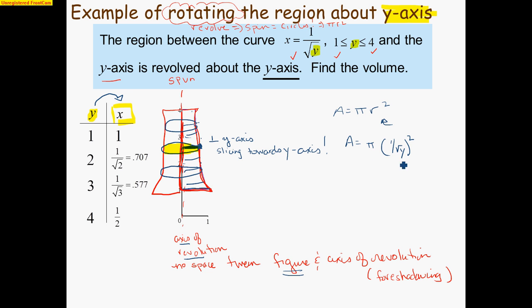Now, how do I go to volume? Sum them all up, right? Integrate from 1 to 4 of pi times the radius squared. Okay, what's wrong with that? You can't integrate with a y here and dx here. So what do you have to do? Duh, that has to be a dy. Okay. That's fine.